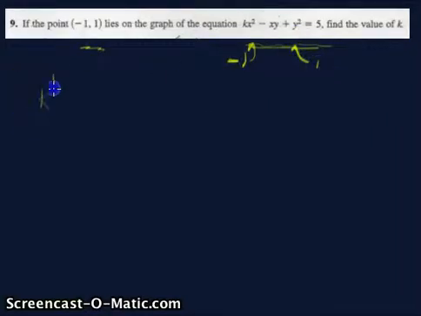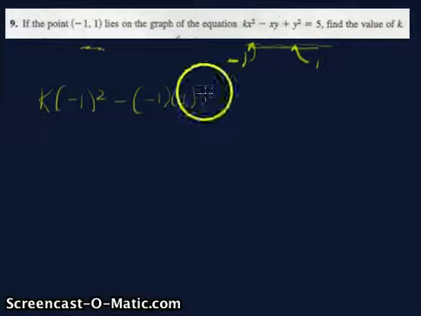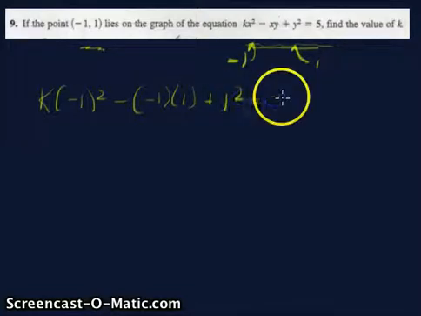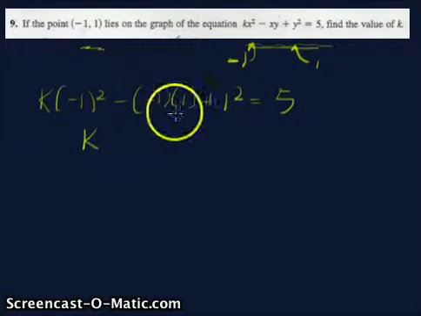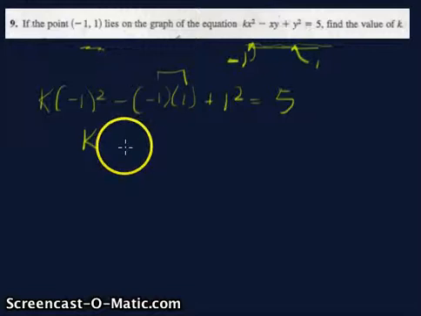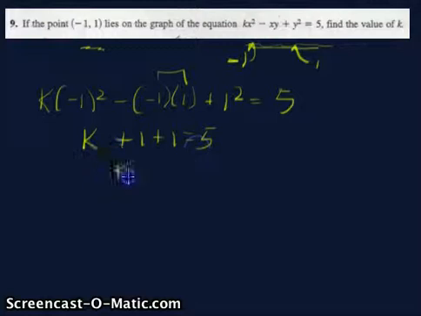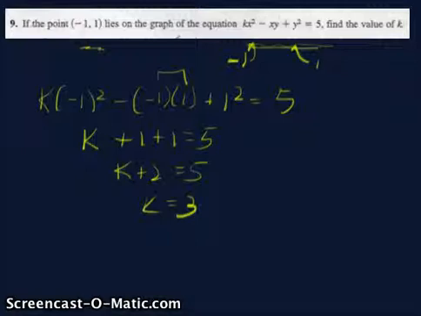So let's see. k times (-1) squared minus (-1) times 1 plus y squared, which is 1 squared, is equal to 5. Now this is going to be k. Well, let's see. This is a -1, but it's a minus here, so plus 1 plus 1 equals 5. Okay, a little simple equation, right? So k is equal to 3. Look at your answer choices there, and for that problem, that is answer choice B.